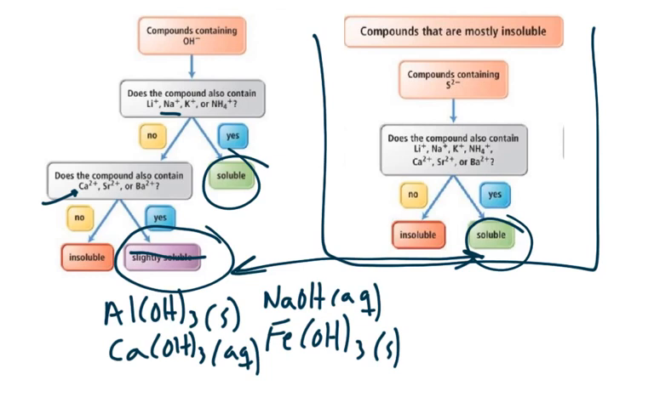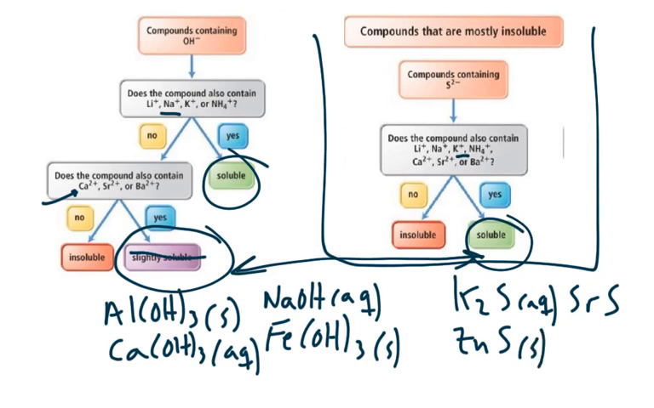Let's do a couple of examples with sulfur. Let's say I had K2S. Let's say I also had zinc sulfide. And let's put one more here, strontium sulfide. All right, so K2S, or potassium sulfide, because potassium is from group 1, the rule makes it always soluble. So it's aqueous. Now, zinc sulfide, let's take a look at zinc. Well, zinc is not an alkali metal, it's not ammonium, and it's not calcium, strontium, or barium, so zinc sulfide would be a solid or a precipitate.